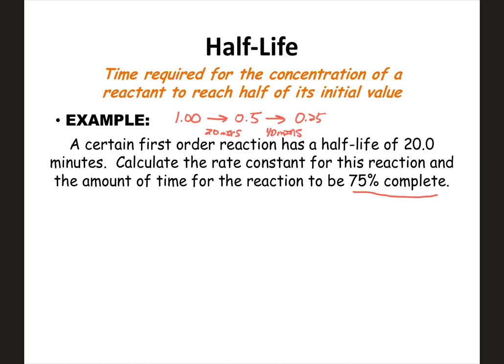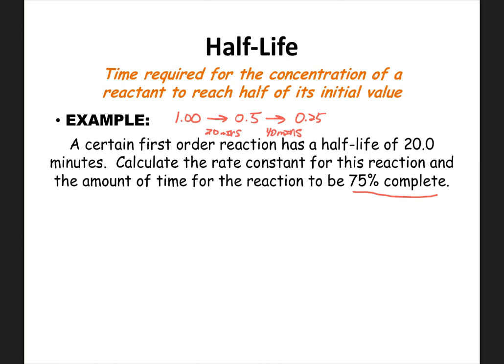You need to realize that once you reach 0.25 here, the reaction is now 75% complete. Essentially, 75% of your original starting value is gone. So it only takes 2 half-lives for this to take place. Just by using logic here, I was able to figure out the amount of time it takes for the reaction to be 75% complete. But I want to show you how you can use this idea to calculate the rate constant.